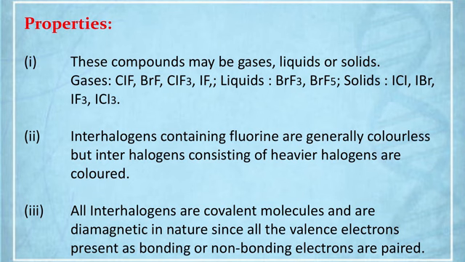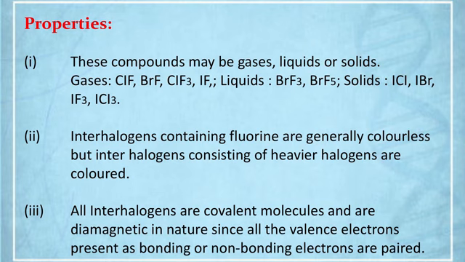Properties: these compounds may be gases, liquids or solids, and which are gases is displayed on your TV screen. ClF, BrF, ClF3, IF3, these are gases. Liquids: BrF3, BrF. Solids: ICl, IBr, IF3, ICl3. So, what is the name of ICl? Iodochloride. What does it mean? That means iodine can exhibit the positive oxidation state, I plus, Cl minus.